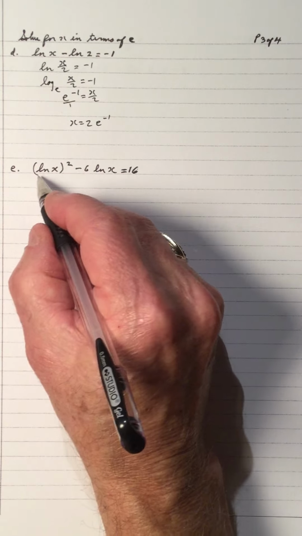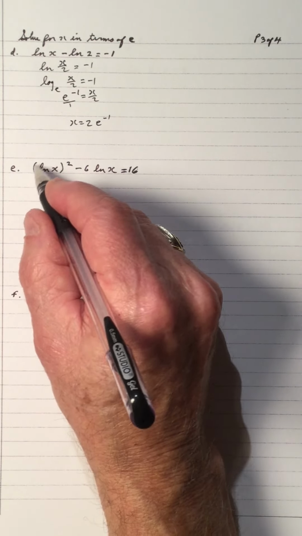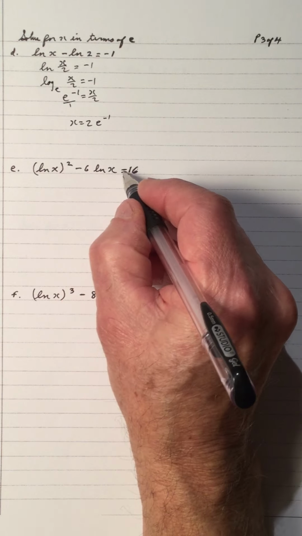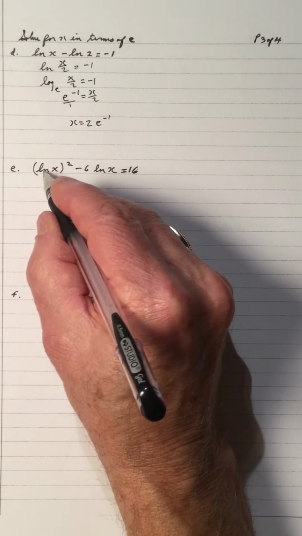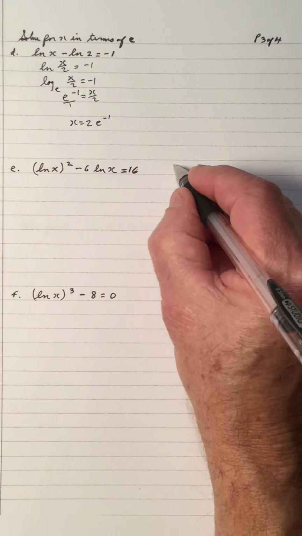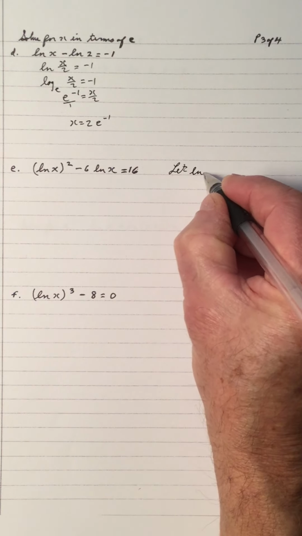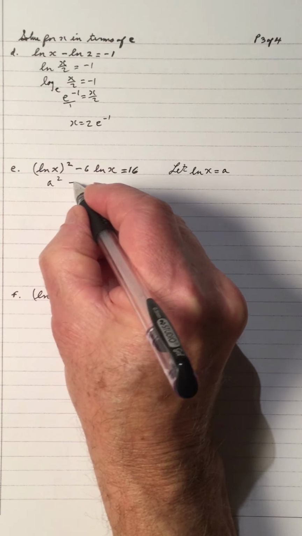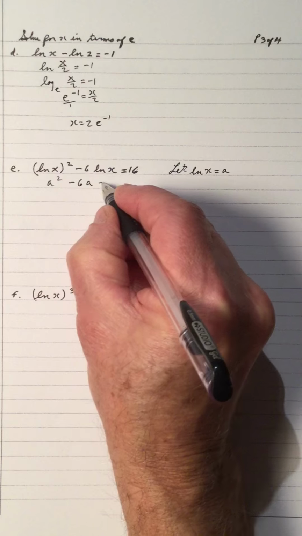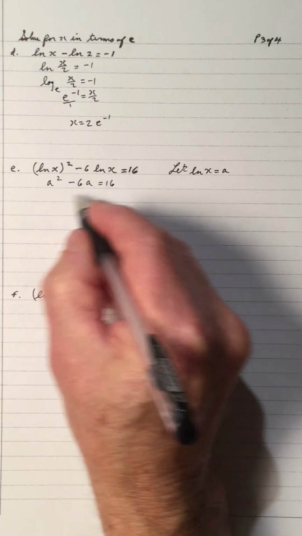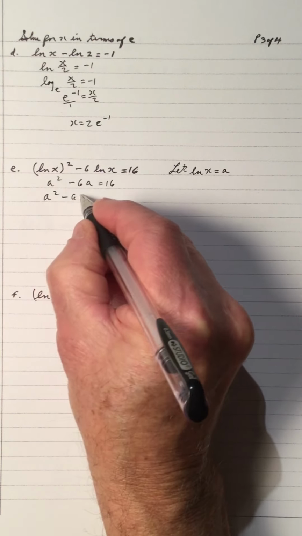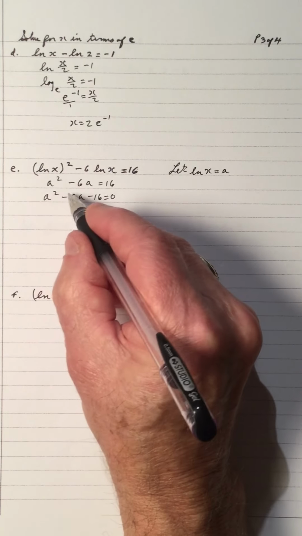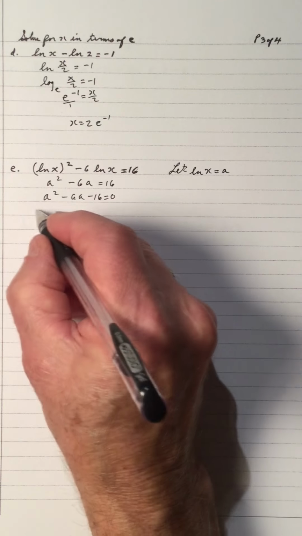E, notice we have the ln of x all squared minus 6 ln x equals 16. So notice we have a ln x here and a ln x here. So I'm going to let ln x equal a. So we have a squared minus 6a equals 16. We have a quadratic, so I'll move it to the left side and make it equal to 0. So a squared minus 6a minus 16 equals 0.